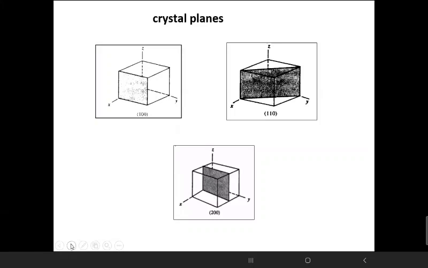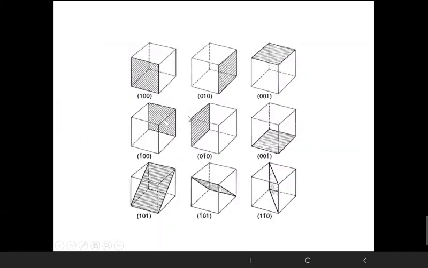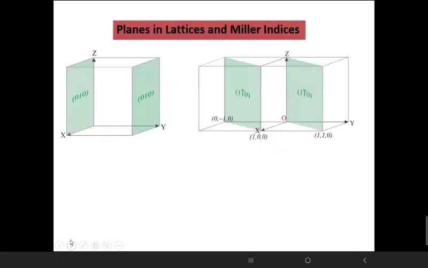So these are some plans we already discussed: 100, 110, 200. And here are some examples of plans. So you can read it and go through it. These are also some examples of plans. Plans in lattices and Miller indices. So these are known as parallel plans. Here you can see 010 plan, 010 plan. So these are the parallel plans with same Miller indices.